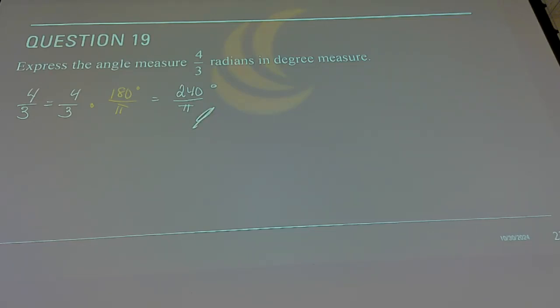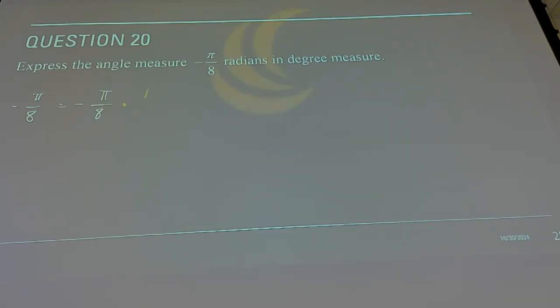Negative pi over 8. They are both divisible by 4. Is 180 divisible by 8? It is not. We're going to be left with a 2. So just 180 divided by 4, that's just 180 divided by 2 divided by 2. 90 divided by 2. Negative 45 over 2 degrees.